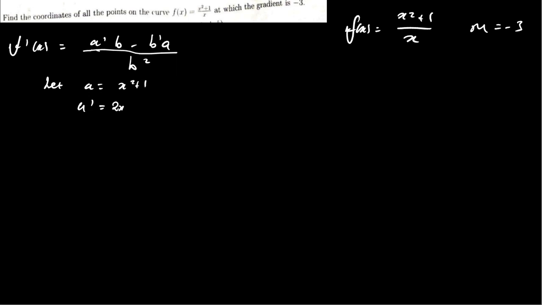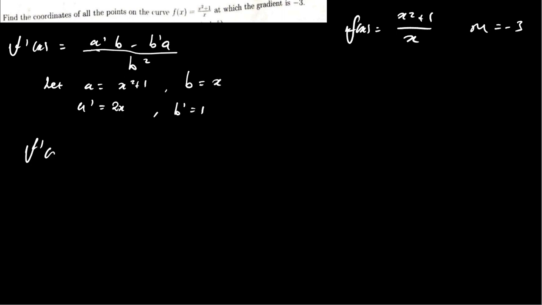To find all these points, the first thing we're supposed to do is to differentiate the given function. By doing so, we find f prime of x. So it's going to be a prime b minus b prime a over b squared. We're using the quotient rule because it's division. So we let a be the top function, which is x squared plus 1, so a prime is going to be equal to 2x. Then let b be the bottom function x, so b prime is 1.